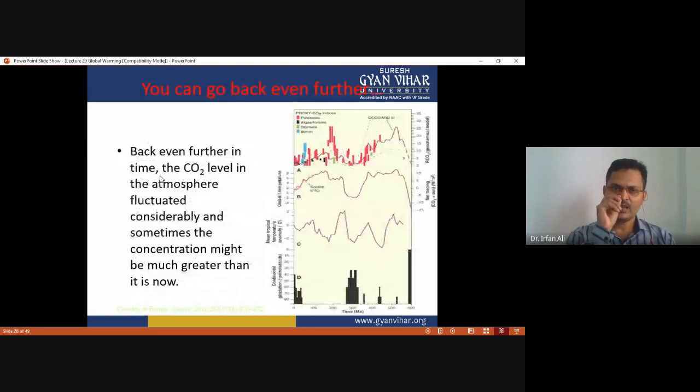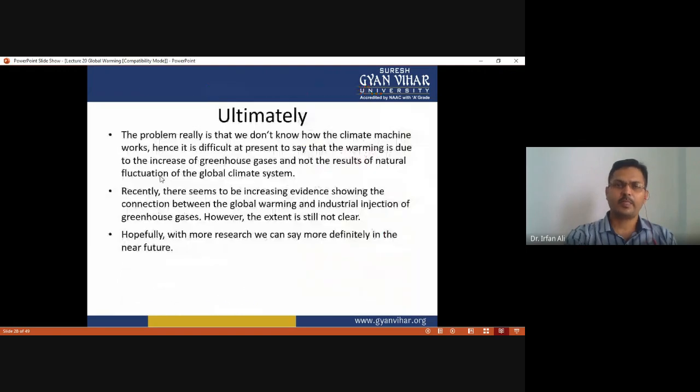Okay, and then even further back in time, the CO2 level in the atmosphere fluctuated considerably, and sometimes the concentration might be much greater than it is now. So in this way, you can see that the concentration is not continuously rising. It becomes fluctuating, and it might be much greater than it was before.